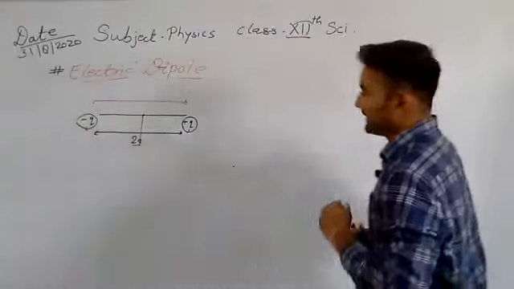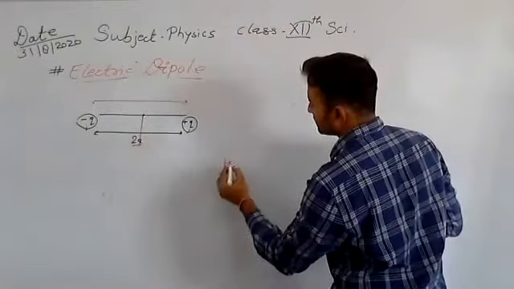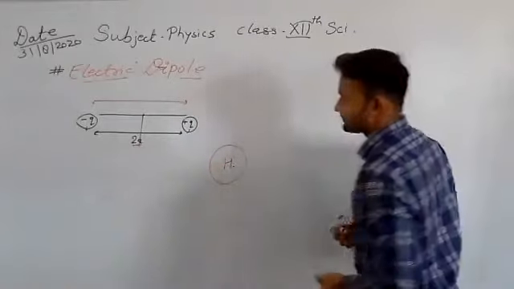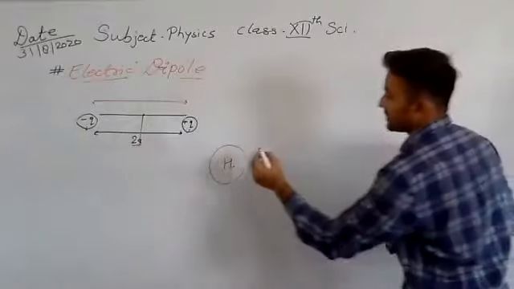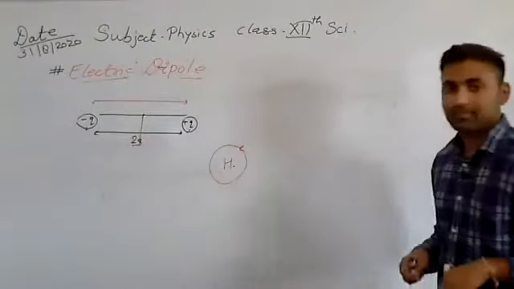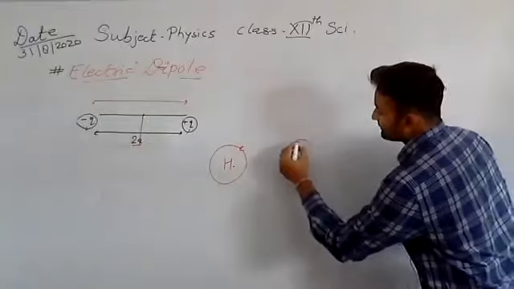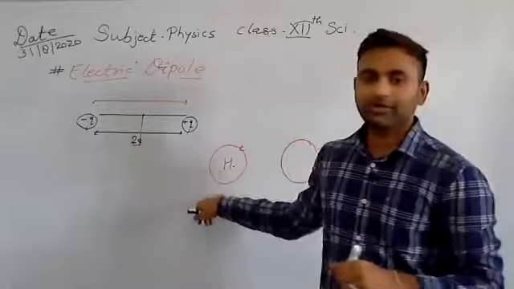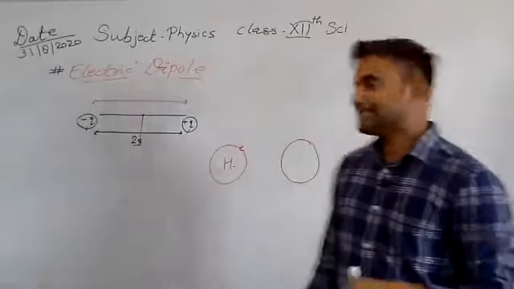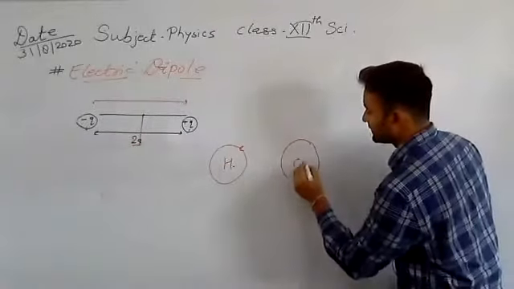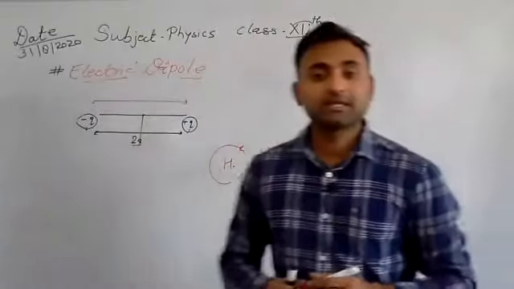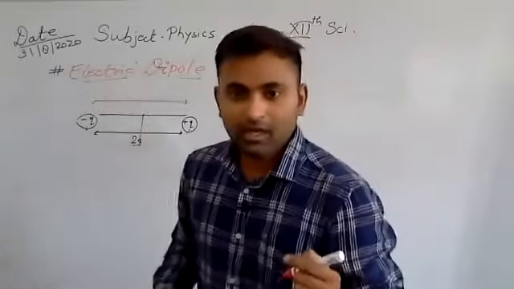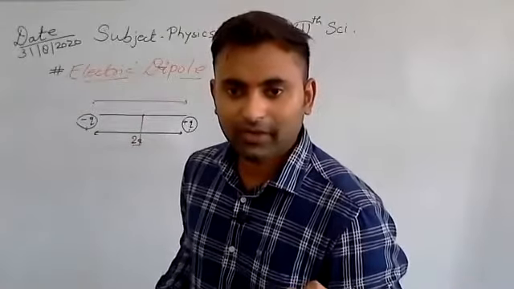Let us say I have a molecule. Well, it's an atom of hydrogen. Hydrogen atom has a single electron. Let's say I have an atom of chlorine. What is the atomic number of hydrogen? It is 1. What is the atomic number of chlorine? It is 17. Where are two equal and opposite charges found?